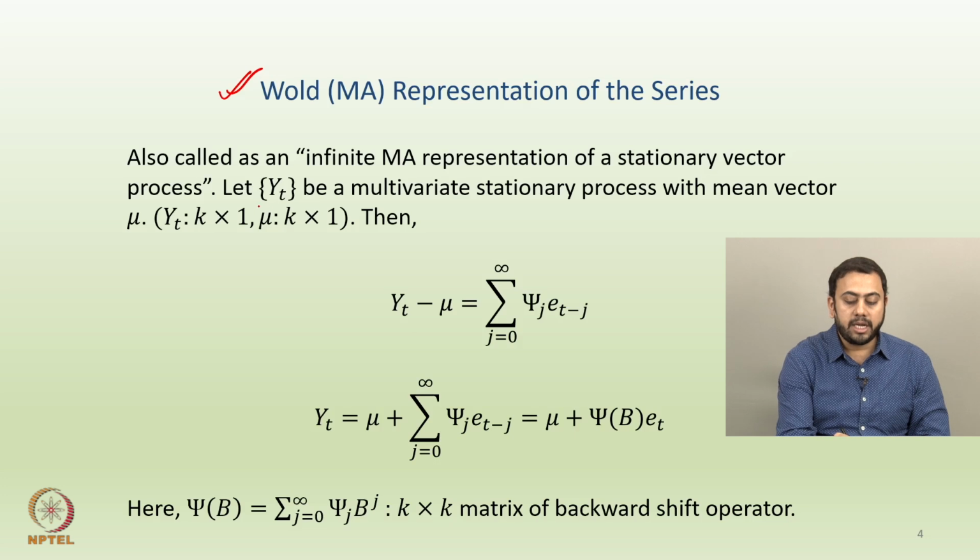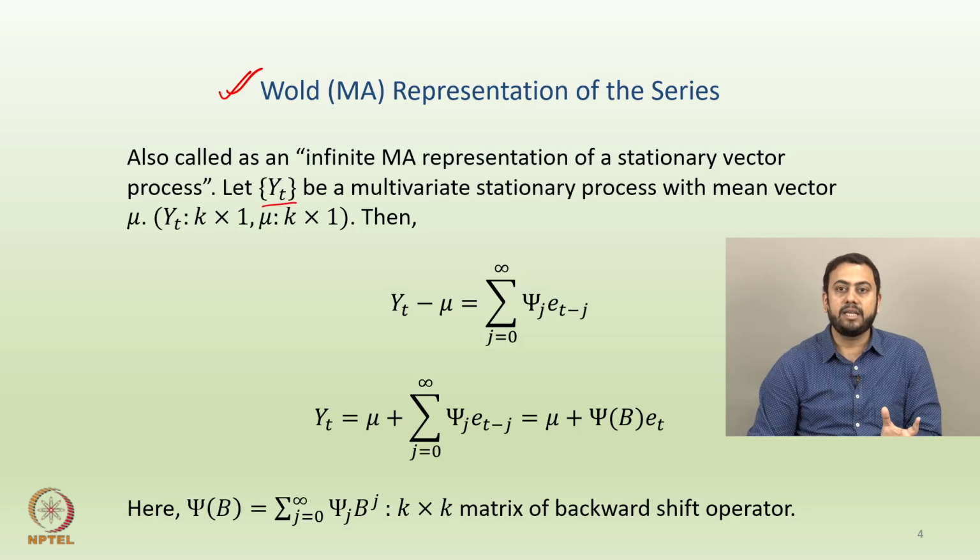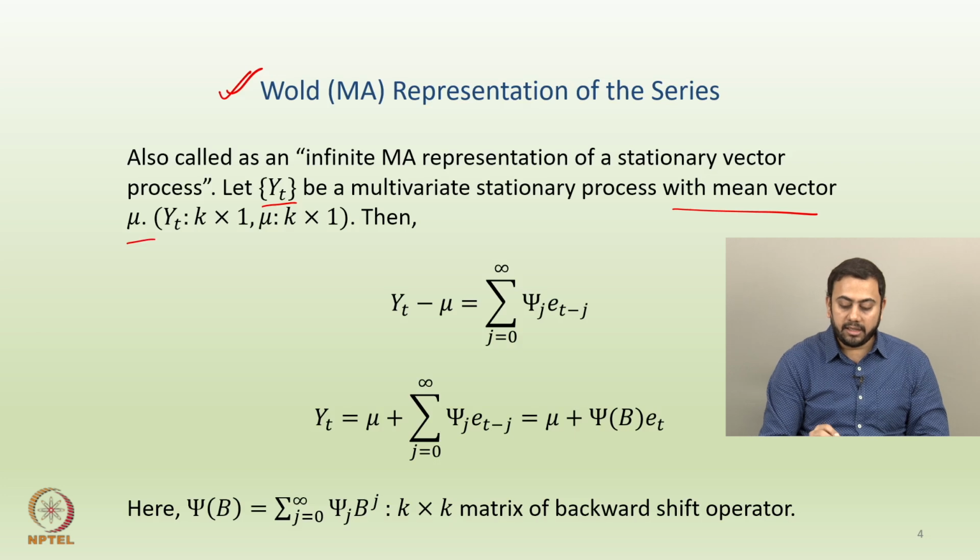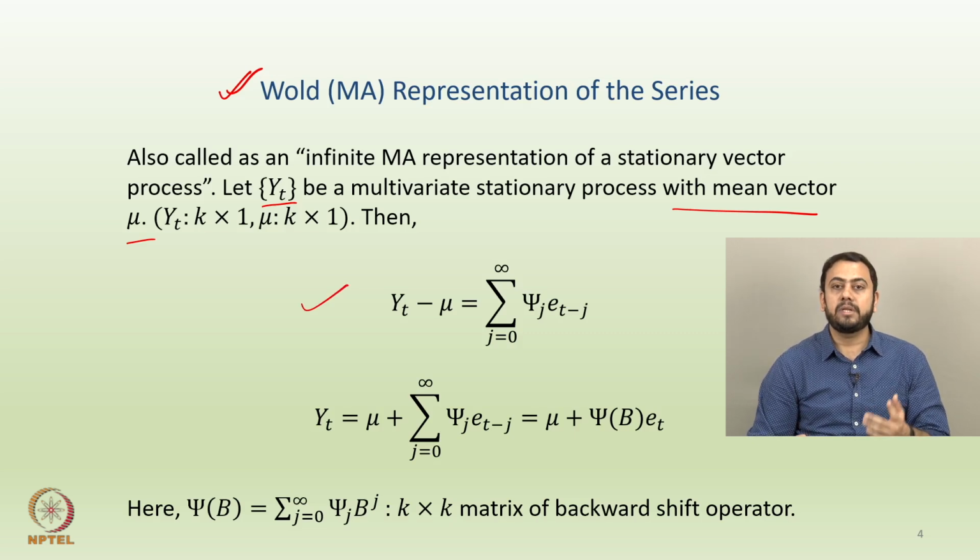Now again, let's assume that yt is a multivariate stationary process. So yt as before is a collection of random vectors with, let's say, mean vector mu. So yt is a k dimensional collection of random vectors, so yt is k cross 1, and similarly the mean vector has to be k cross 1. Then yt minus its mean vector equal to an infinite sum, j going from 0 to infinity, psi j et minus j, is nothing but the Wold representation or the infinite MA representation of the series.